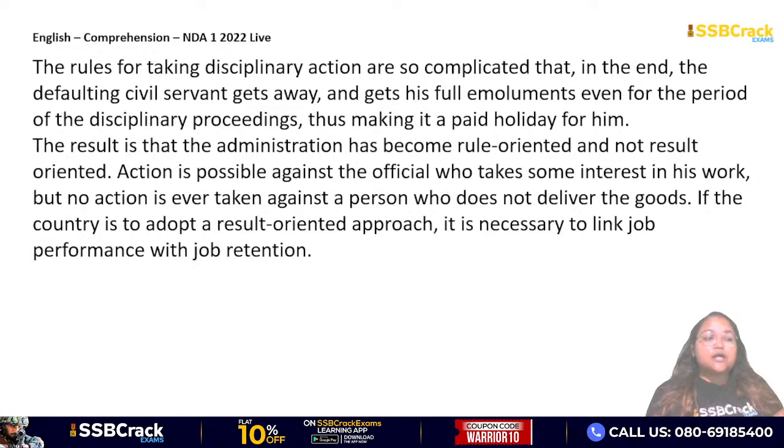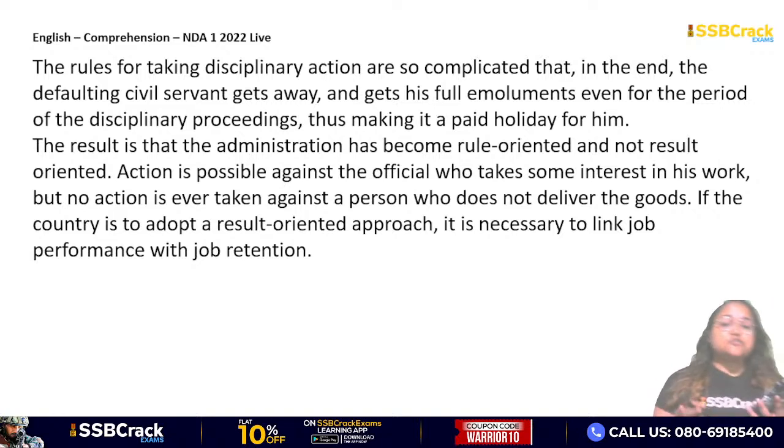Action is possible against the official who takes some interest in his work, but no action is ever taken against a person who does not deliver the goods. If the country is to adopt a result-oriented approach, it is necessary to link job performance with job retention. I hope it is understood.